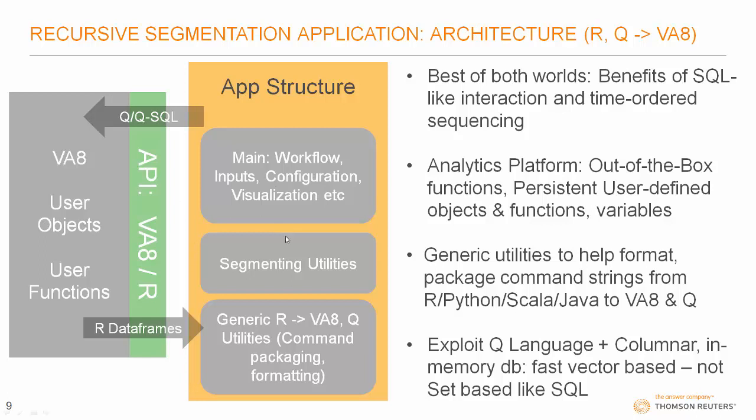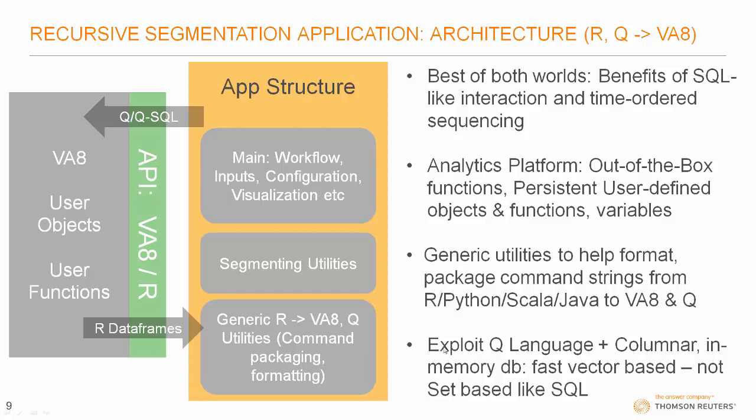And then, of course, there's the main workflow. So these three sections I found convenient. And what we gained from this kind of architecture is really incredible benefits of having Q and QSQL at the same time maintain the time ordering, which is critical for the sliding pointer kind of processing. Also, we take advantage of features, Q type and KX and VA8 features, which allow us to persist all of our functions, our segmenting functions, on the servers and use them when we need them.